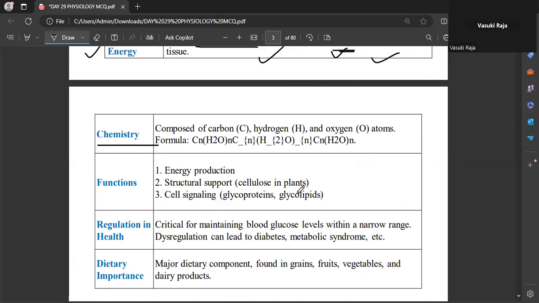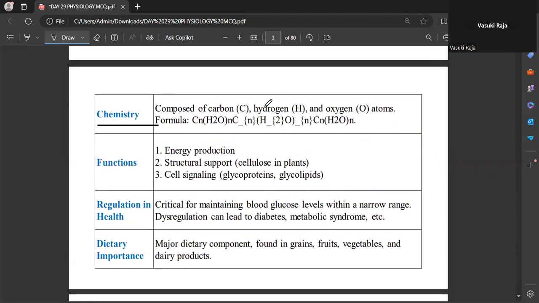Now, what is the chemistry of carbohydrates? They are composed of carbon, hydrogen, and oxygen atoms, with the general molecular formula CnH2nOn. What is their function? Energy production is their ultimate goal, and also structural support. For example, in plants, cellulose is a carbohydrate. They also function in cell signaling, through glycoproteins and glycolipids, which are combinations of carbohydrates with proteins and lipids.